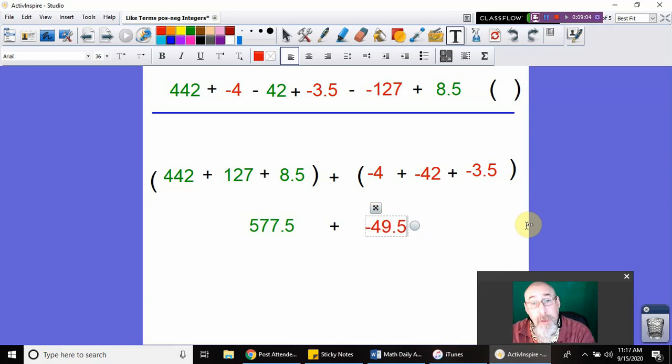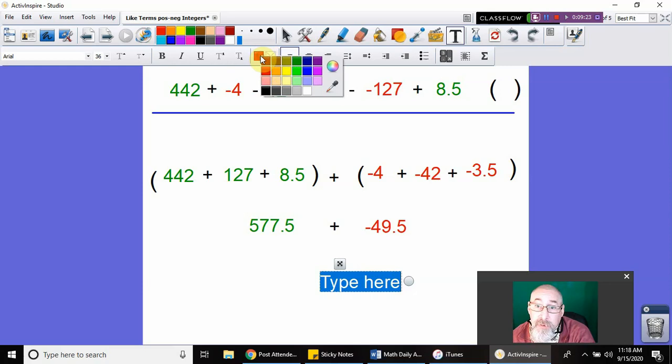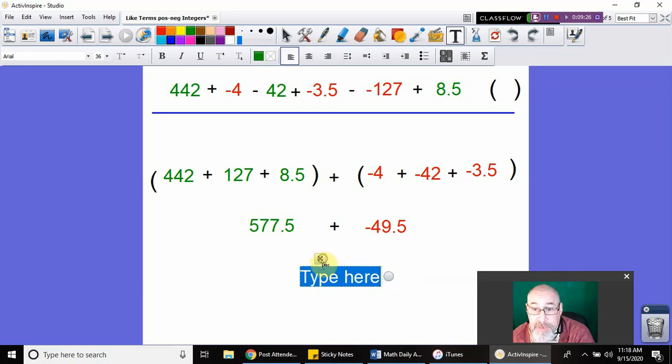Alright, we're going to finalize this. We have different signs, so we're going to take the larger value and subtract the smaller value. Right now our positive number is the larger value, so that means our answer is going to be a positive answer. So we can change that to green for positive. So we have 577.5. And we're going to subtract 49.5, and we end up with 528 as our final answer.